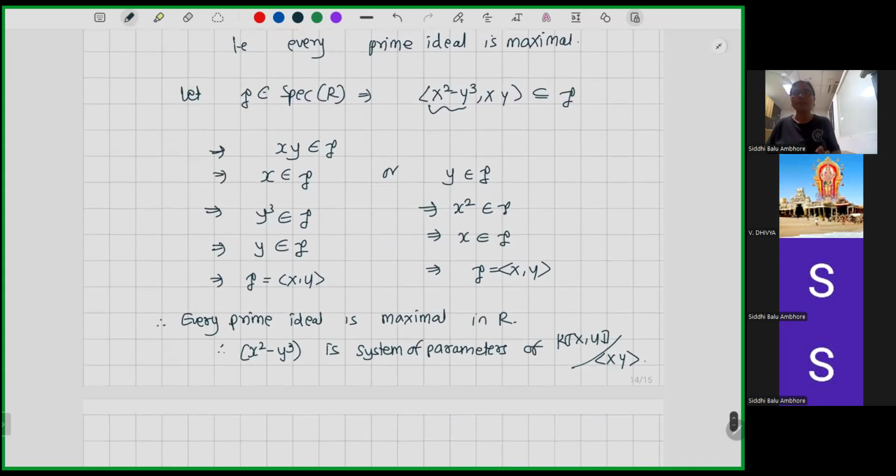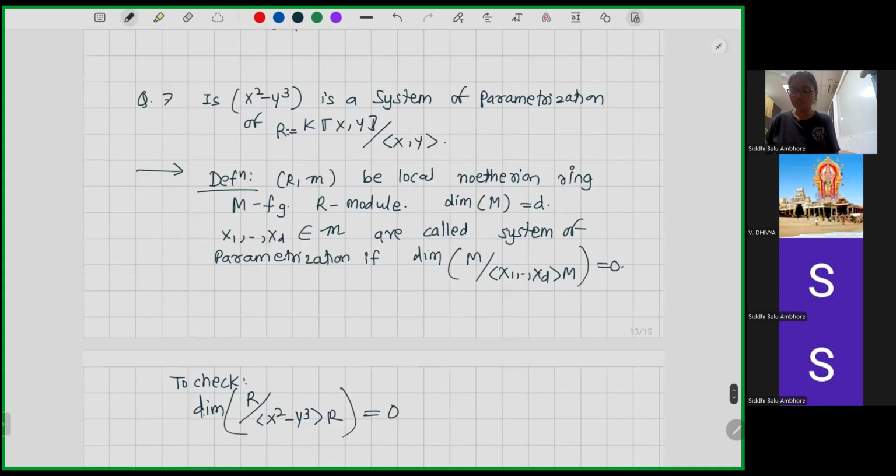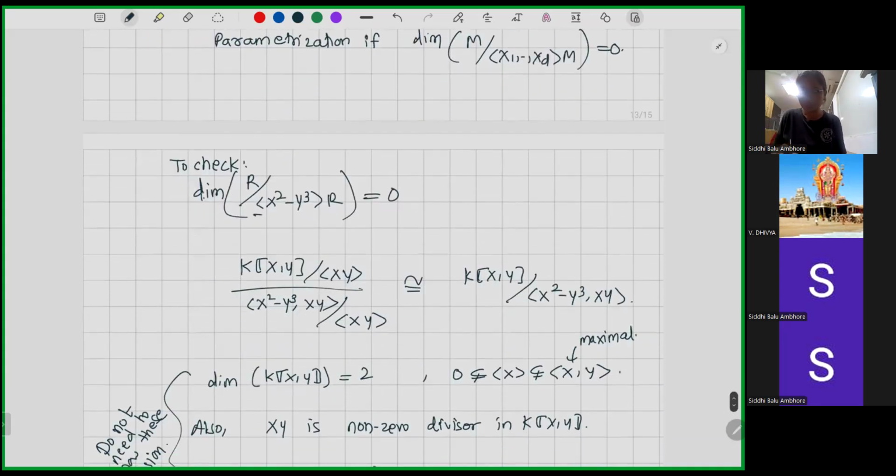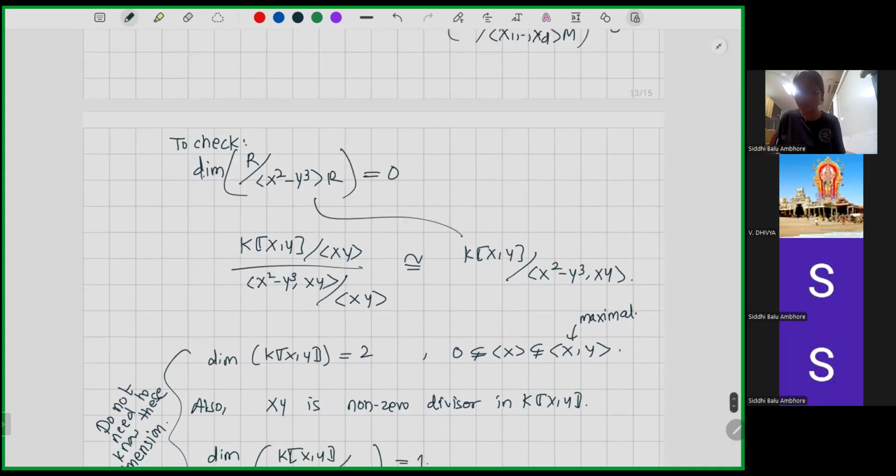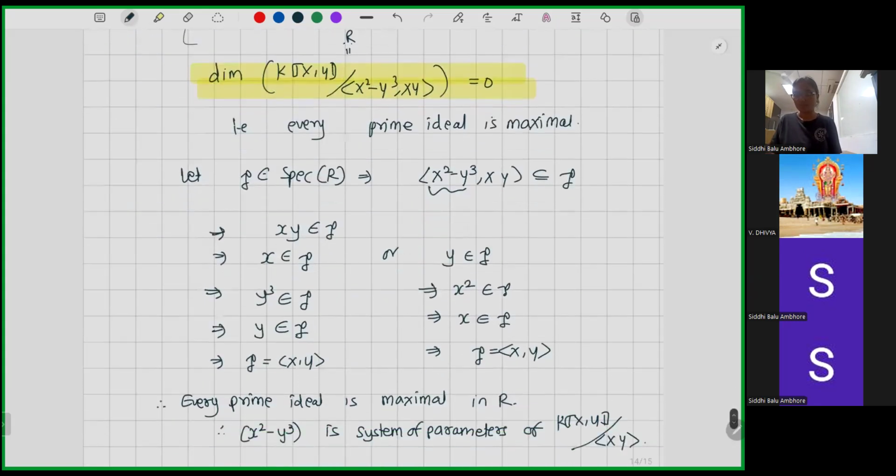Is this clear? We just had to find this. We started from here and showed that these two are isomorphic. So that's why we found the dimension of this ring instead of the ring we started with. Instead of finding the dimension of this ring, we found the dimension of this ring, because anyway these two are isomorphic.